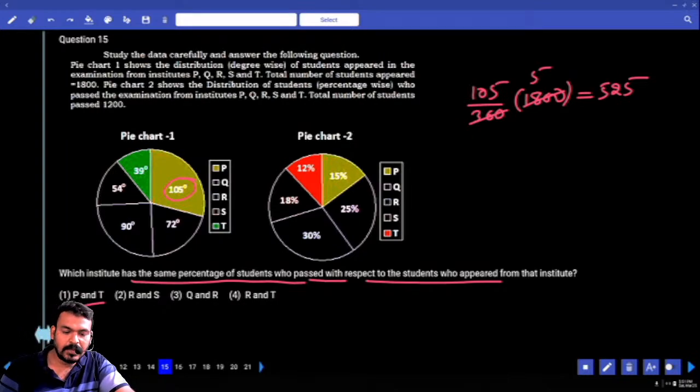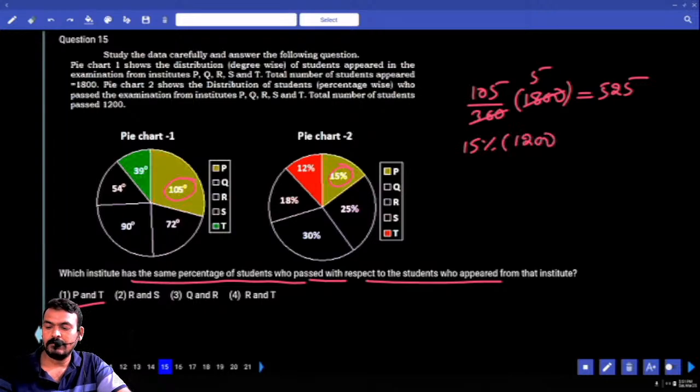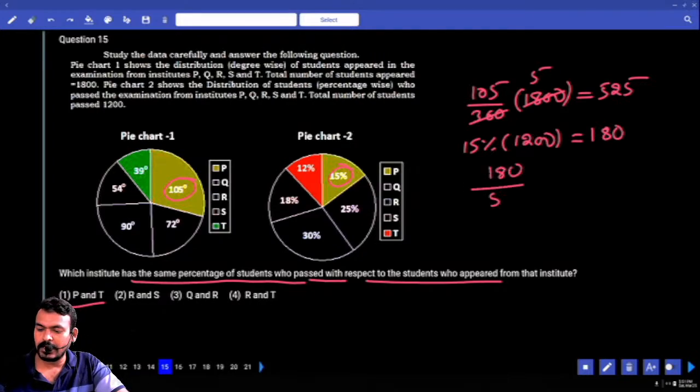Next, again we require the pass value in institute P. What is the percentage of pass in the second diagram? 15%. 15% of which one? 1200. 15% of 1200 means 180. Okay, that 180 is calculated on which one? 525.